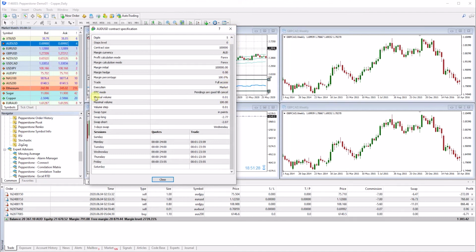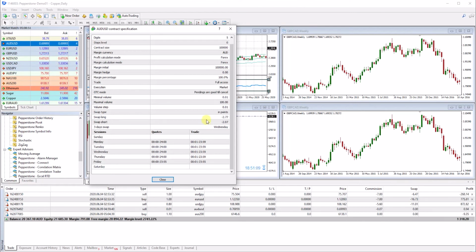Lastly, there's two of the things which we probably will look at the most. It is the swap type, which is in points, and swap long and short. So over here, minus 2.77, this is just current, and this may change at some point as well, depending on the interest rates of the different currencies.